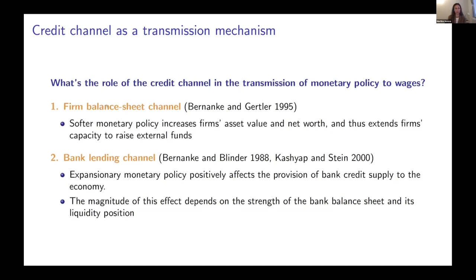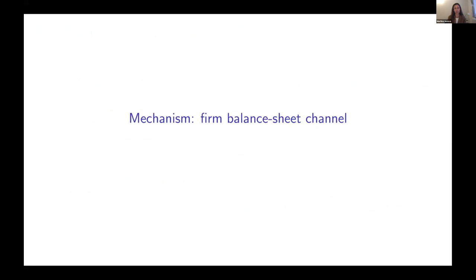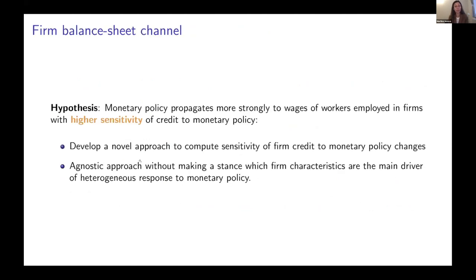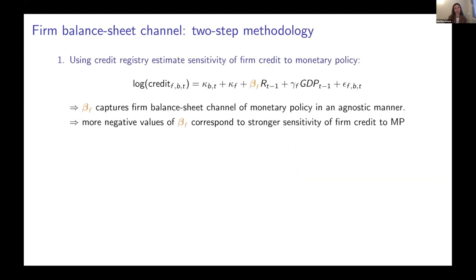So for the rest of the talk, I will examine these two channels separately and then I'll put them together. Let me first talk about the firm balance sheet channel. As I mentioned, in the firm balance sheet channel, we would argue that monetary policy propagates more strongly to wages of workers who are employed in firms with a higher sensitivity of credit to monetary policy. In this paper, we are not trying to make a specific stance about which firm characteristic would make the firm sensitive to monetary policy, but instead we propose a new, more agnostic way to derive these sensitivities. Let me be more specific.